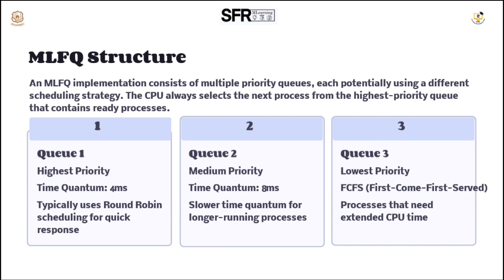MLF queue structure. An MLF queue implementation consists of multiple priority queues, each potentially using a different scheduling strategy. The CPU always selects the next process from the highest priority queue that contains ready processes. So here Q1, Q2 and Q3. Q1 is of highest priority, Q2 is of medium priority, Q3 is of lowest priority. In Q1 the time quantum is 4 milliseconds and the time quantum for the second queue is 8 milliseconds. The third queue uses first come first serve.